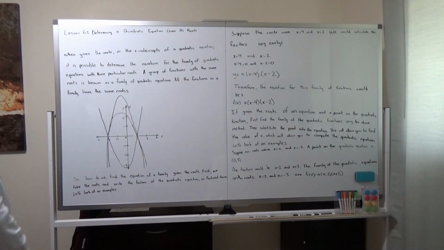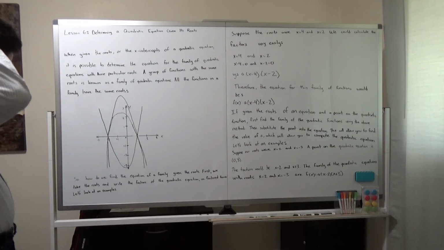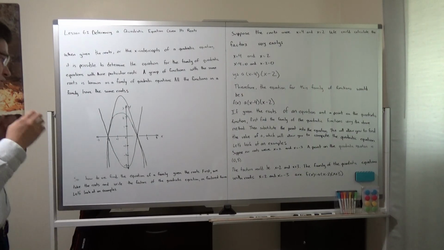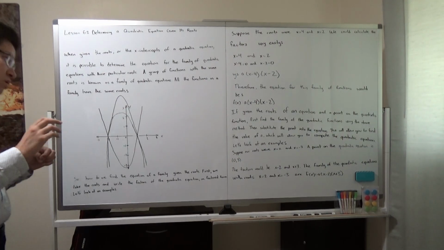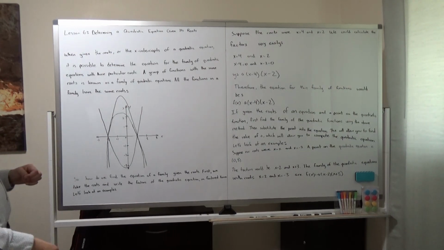And this quadratic is stretched more than this quadratic. So how do we find the equation of a family given the roots? First, we take the roots and write the factors of the quadratic equation in factored form.